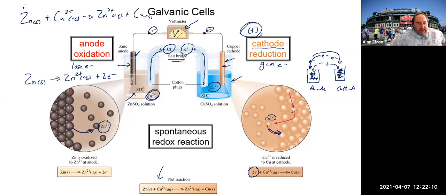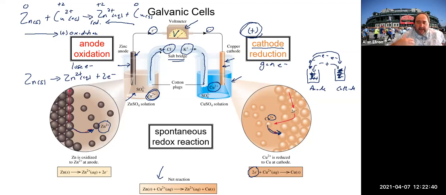Overall charge on our zinc here, oxidation is 0 to +2. So again, becoming more positive and going through oxidation. Copper is going from +2 to 0. And obviously going from +2 to 0 on our number line, becoming more negative and going through reduction. So this is the overall process that's happening in this particular cell.